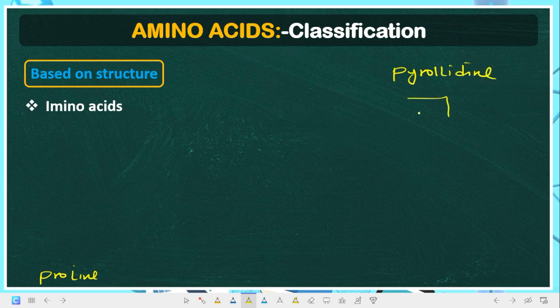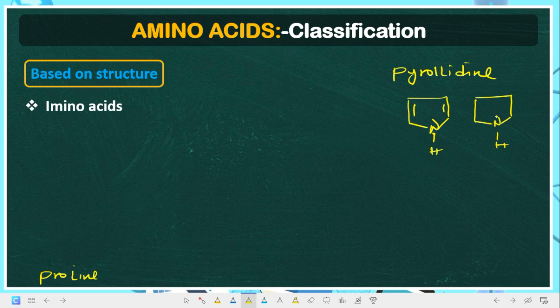What is pyrrolidine? Pyrrolidine is the hydrogenated form, or the saturated form, of pyrrole. This is the structure of pyrrole, which is heterocyclic also. So whenever this one is hydrogenated, or saturated, that means there are no double bonds, it forms something like this. You have N, and then you have H. This is what is called the pyrrolidine functional group. Are we getting it now? And proline has the pyrrolidine functional group. Are we getting that now?